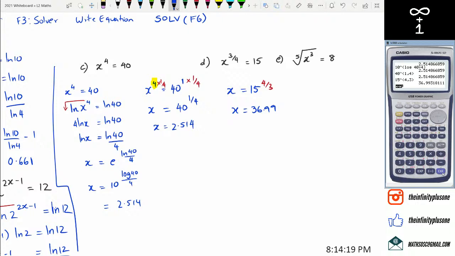Finally, question E. I think we were talking about this before. Our first step is to convert this from surd form to fraction form. All it means is this. This is just x to the power of 3 over 5, which equals 8. And that means x is equal to 8 to the power of 5 over 3.